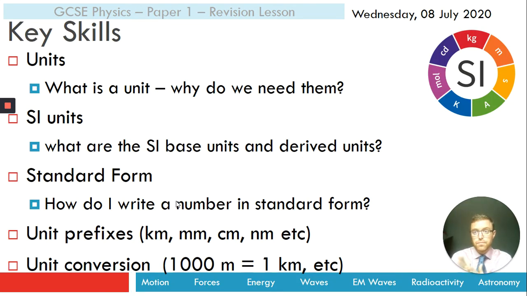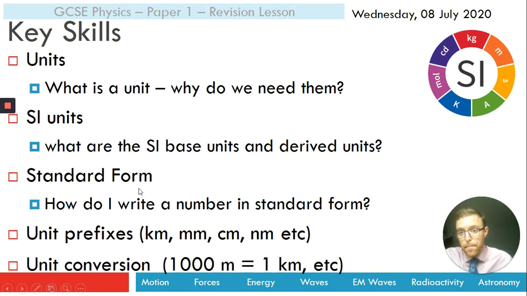Okay, so key skills. These are the things that you should have around your key skills bubble. You could include these as an offshoot of the key skills. You've got units. What is a unit and why do we need them? SI units. What are the SI base units? There are 7 of them. And what are the SI derived units? You might get a little clue for the base units up here in the top right.